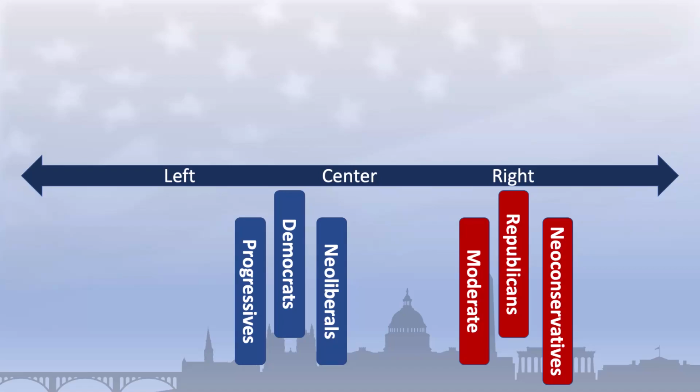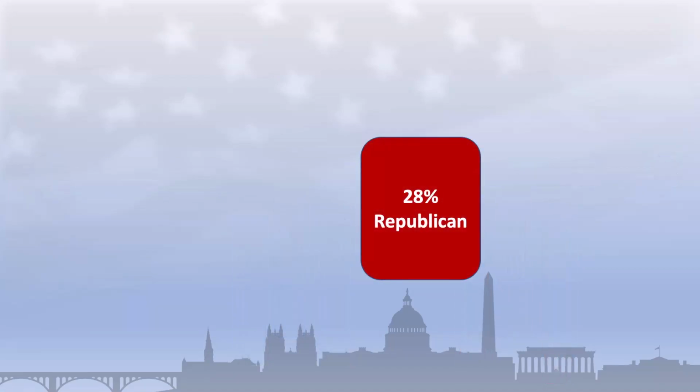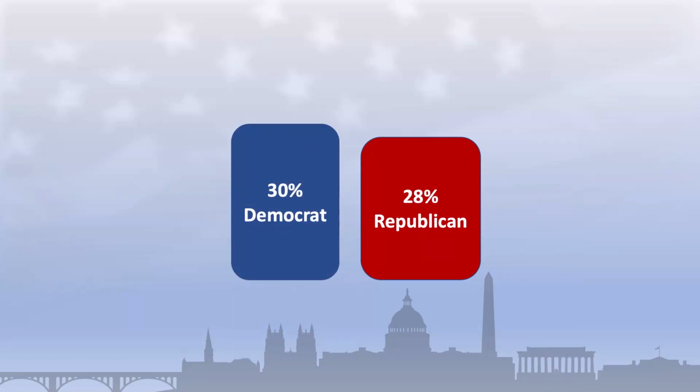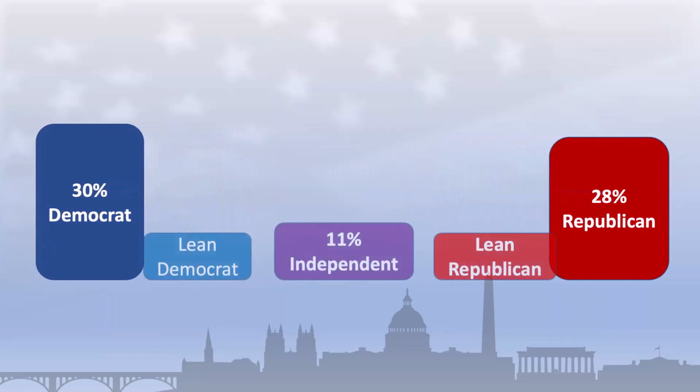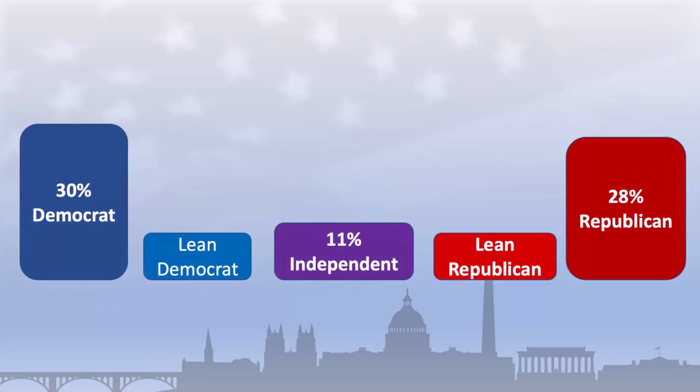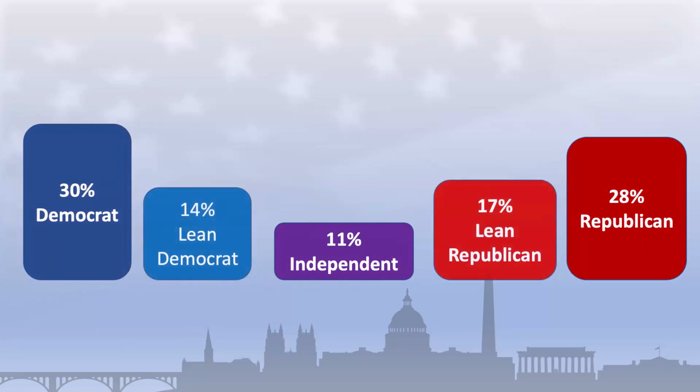According to a 2022 Gallup survey, about 28% of Americans identify as Republicans and about 30% identify as Democrats. And the remaining 42% identify as independents, making independents the largest self-identified political grouping in the United States. But when pushed, most self-described independents actually lean one direction or another, with only 11% identifying as not leaning one direction or another, while another 14% lean Democratic and 17% lean Republican.